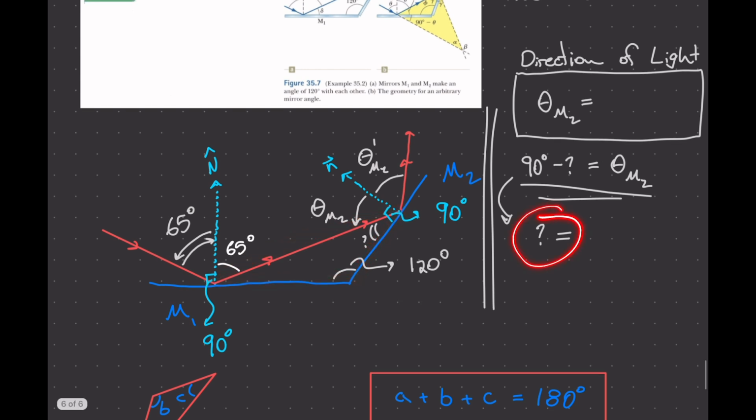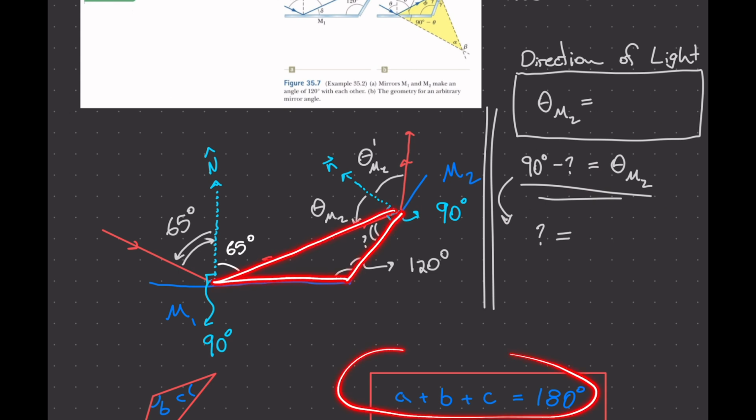Why? Because we are looking for the question mark. If we find the question mark, which is this angle here, we can plug it into this equation, which gets us this, and this is the solution of the problem. So take a look at this triangle right here and apply this equation to find the question mark.